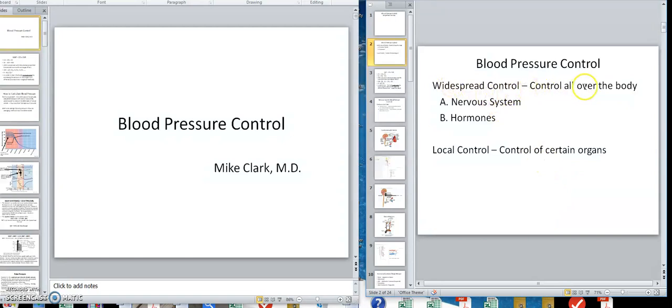Widespread control is all over the body. The 2 systems that can go all over the body and send a message are the nervous system and the endocrine system. The nervous system and the endocrine system. So as we discuss widespread control, I'm going to talk about the nervous system and the endocrine system.